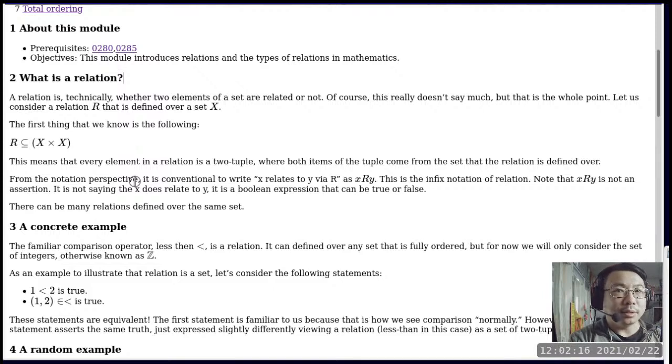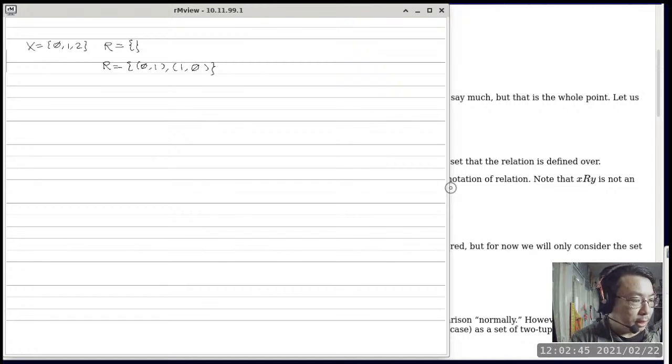R is the subset of the Cartesian product of a particular set X with itself. The other way to say that is whether an element is relating to another element in a particular relation. I'm moving on to the notation perspective, so I'm moving on to this particular paragraph at this point. Using the example that we have already shown here, let's not look at the empty relation, because an empty relation is not really that much fun to look at. We'll look at this R that is defined over this particular X.